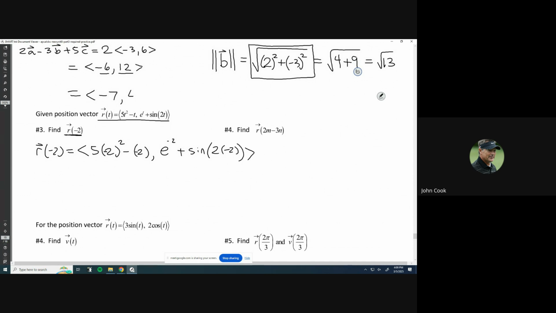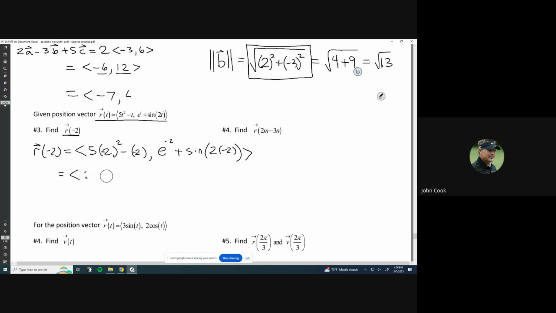All right, so then let's see. We multiply that stuff out. We get negative 2 squared is 4. 4 times 5 is 20. Plus 2, that's 22. And then this other stuff, I'd probably just leave it as is. E to the negative second and the sine of, well, maybe I'd change that to like a negative 4. I don't know. And then leave it. There you go. There's full credit for that vector.